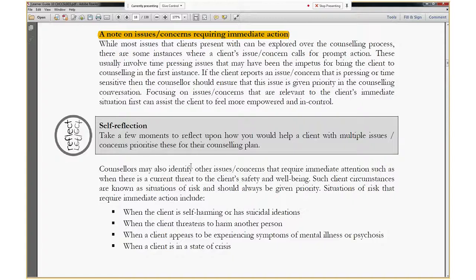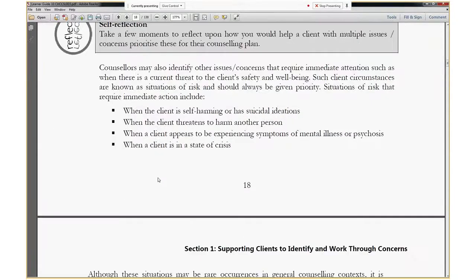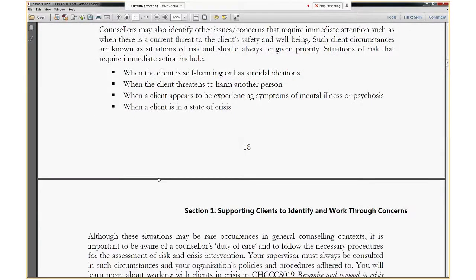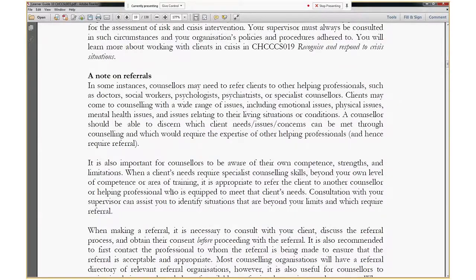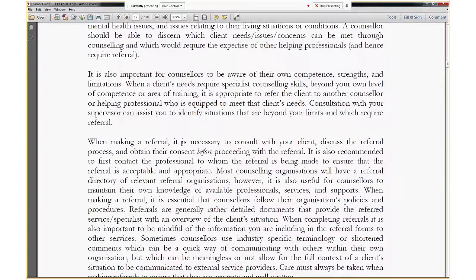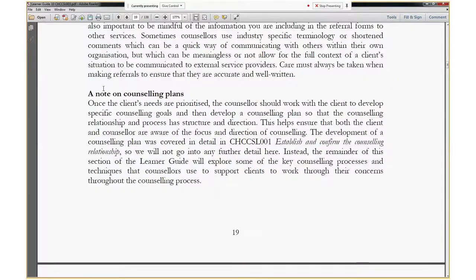Now, that was a relatively innocent one, but you might come in contact with a client who is seriously suicidal, or is seriously intending harm, or is seriously suffering from a mental illness or a psychosis, and then you'll need to be able to do something about it. As said previously, don't worry about that too much yet. There will be units on how to do that, but keep in mind that that might be part of your job. Referrals, you can read all through that yourself, and counseling plans, same thing.